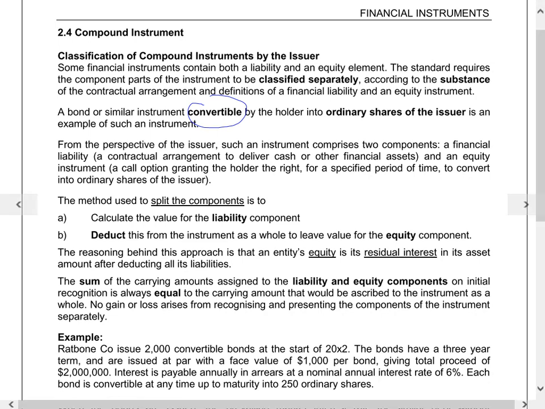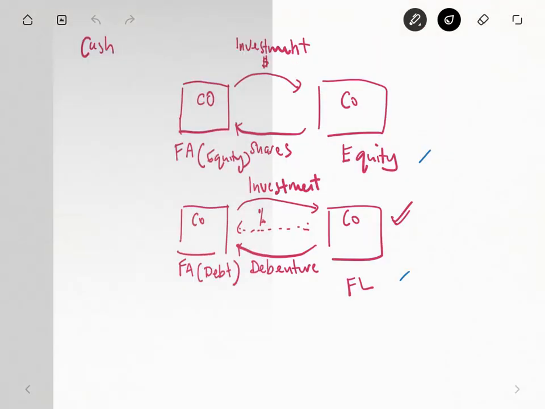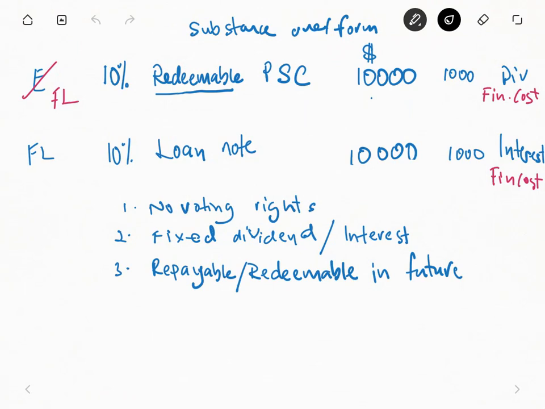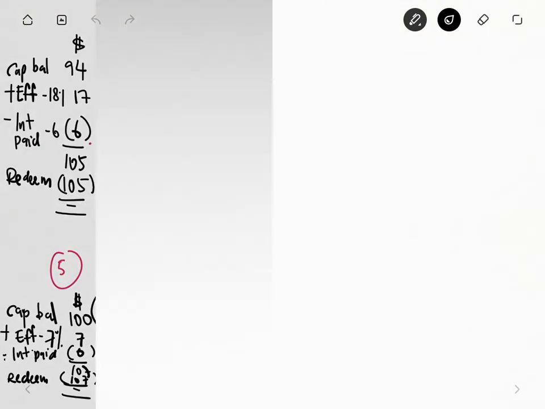Okay, now? So 2.4, compound instrument, example convertible, means it comprises both debt, liability and equity. So calculate the value of the liability first, then the balance will be the equity.